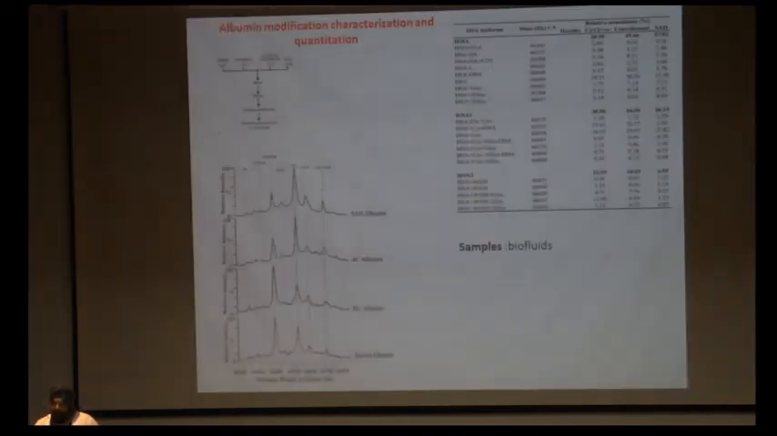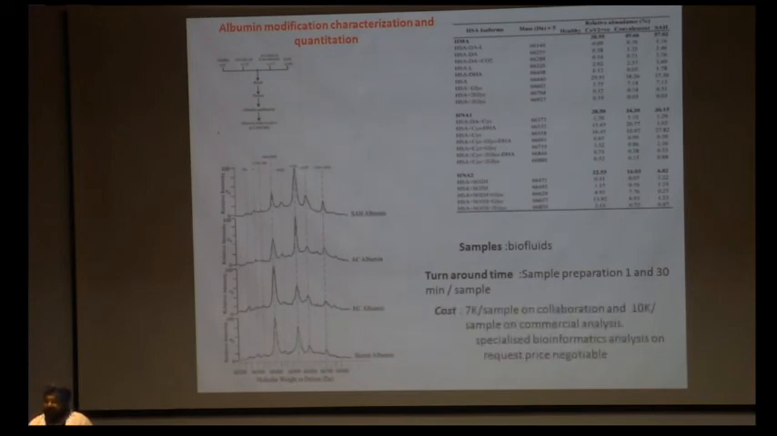We can do it in biofluids for you. Sample preparation takes 1 hour, and 30 minutes per sample on the mass spectrometry. The price is 7K for collaboration and 10K for commercial analysis. The bioinformatic analysis is different. Just to conclude, Dr. Shwetang and I are able to do all the bioinformatic analysis that is required for you, depending on the questions that you raise. So, thank you so much.